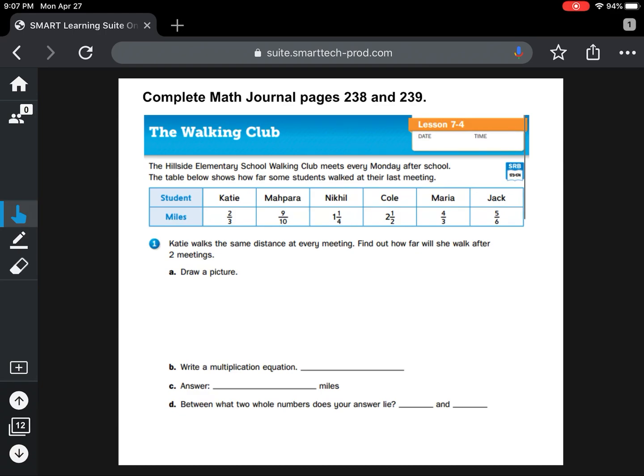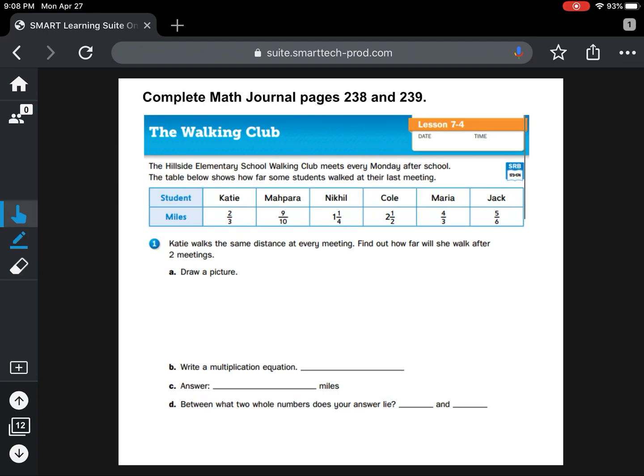The directions at the top of the page say, the Hillside Elementary School Walking Club meets every Monday after school. The table below shows how far some students walked in their last meeting. We have 6 students across the top. And then we have their distances that they walk each time they go to the walking club meet.